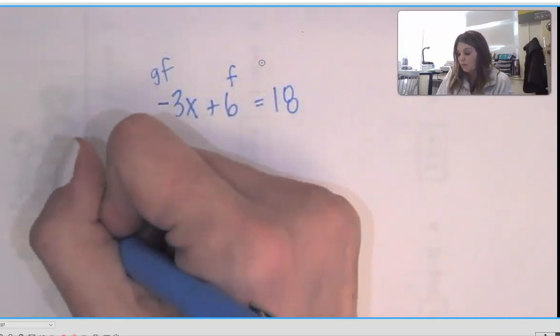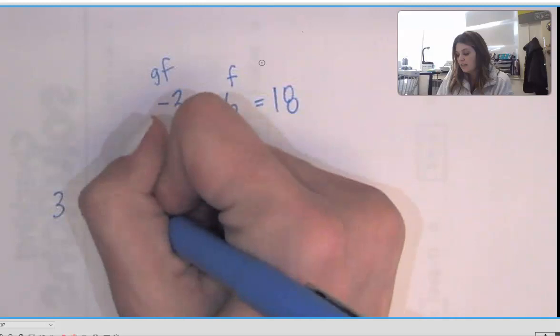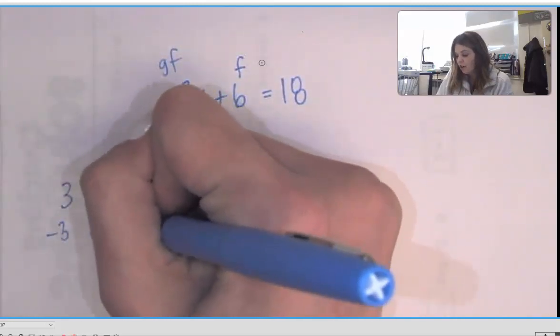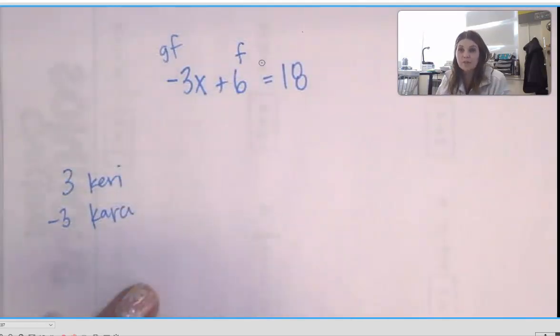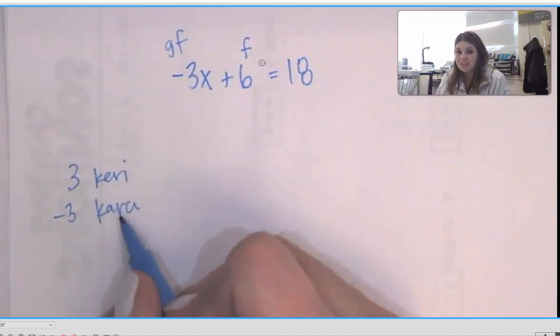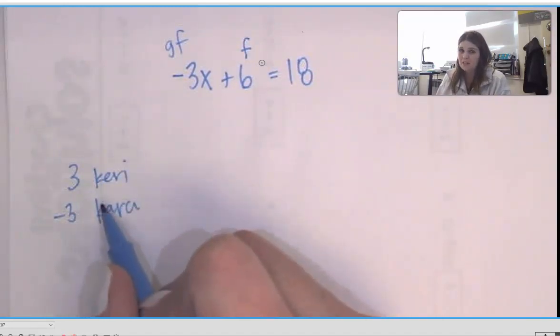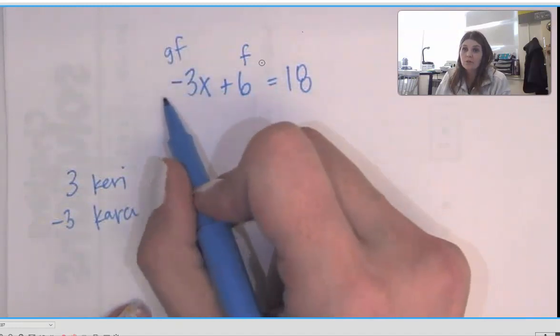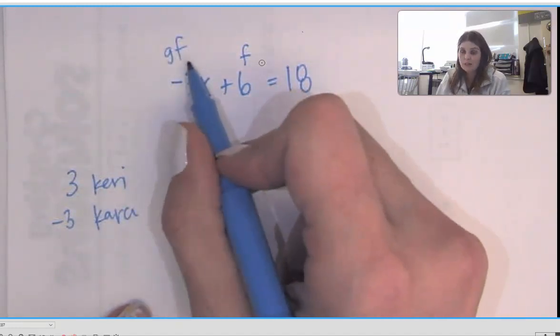Like you could think about 3 as Carrie and negative 3 as Cara. They're two different things. They look similar, they sound similar, but they are different people. So we have to make sure here we know that this is -3. This is a girlfriend. This isn't -3.